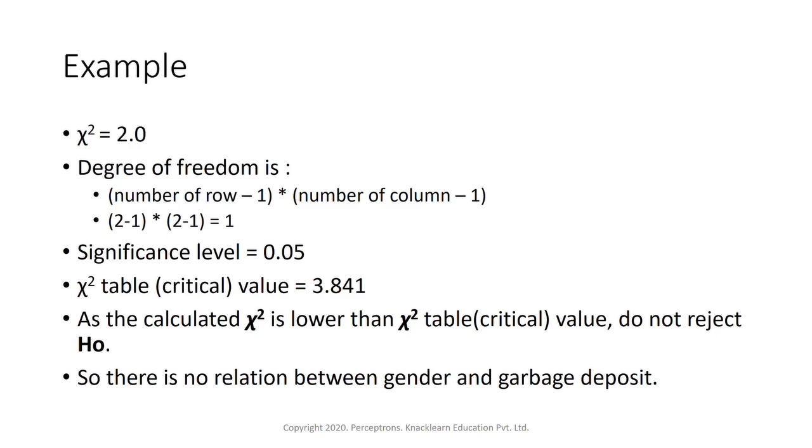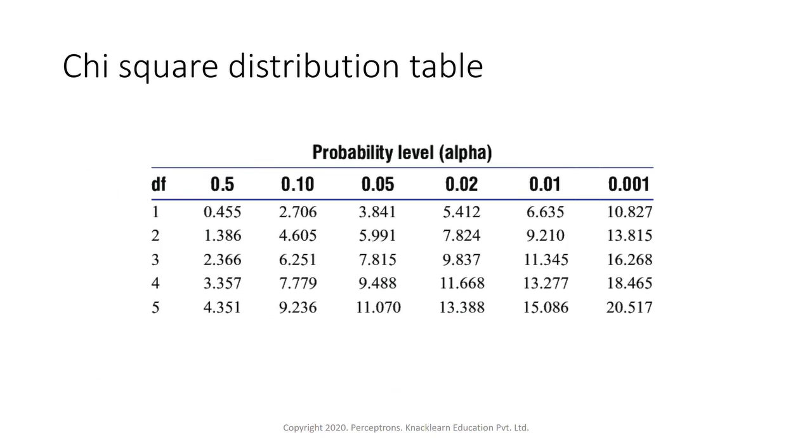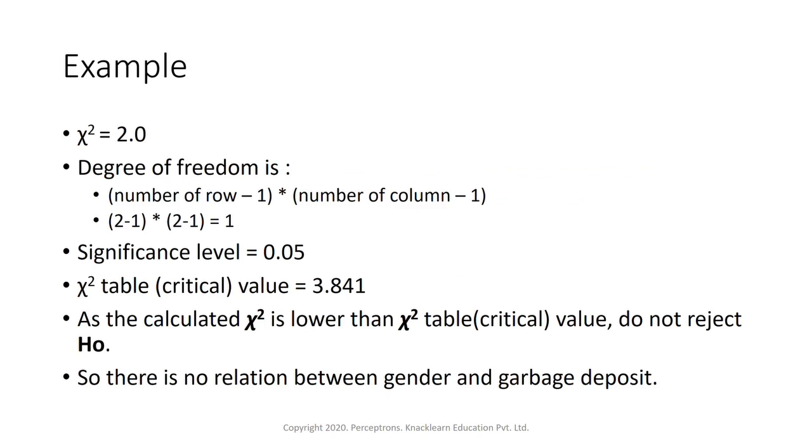Now we have to find out the critical value from the table. So we have to look into the chi-square table to find this value. Here we have a chi-square distribution table. In this we can see for degree of freedom 1 and a level of significance of 0.05, we have a chi-square value of 3.841. So this 3.841 is our table chi-square value, or the critical value.